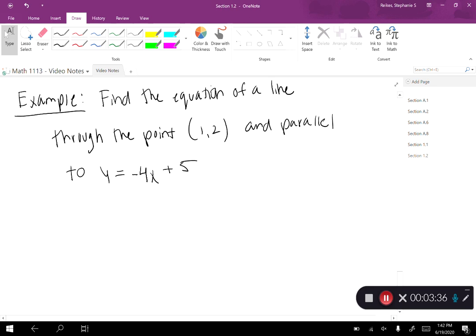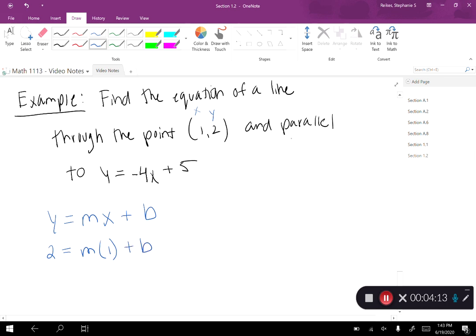Let's take a look at one example. Find the equation of a line through the point (1, 2), and is parallel to the line y equals negative 4x plus 5. I'm going to go ahead and use the slope-intercept form, so y equals mx plus b. I know it has to go through the point (1, 2), so I know that is my x and that is my y.